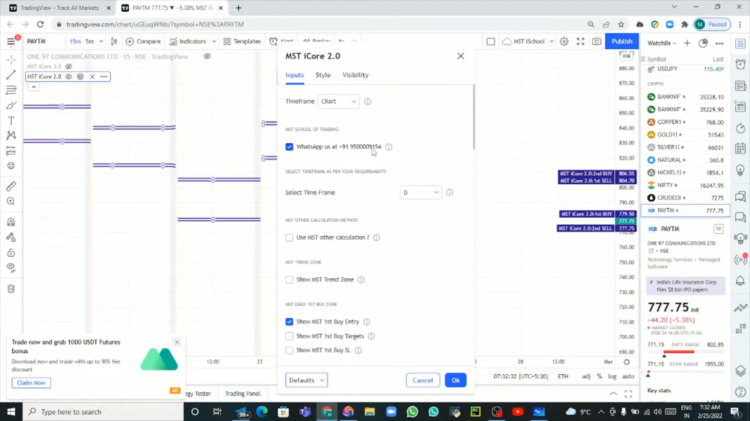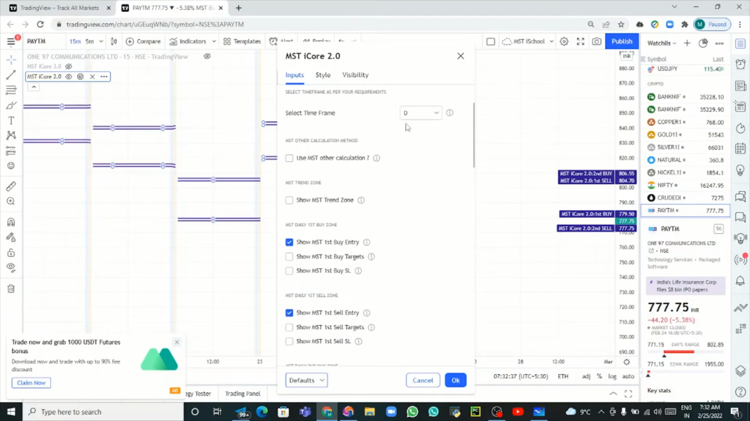Next section what we have given our contact number. And the third section we have given select time frame. So these are the major time frame we are using in our indicator in 2.0 as well as in the 3.0. Why we are using this time frame? By default you have to use D. Next option for Bank Nifty and NSE you can use 360, then 3D, then W, then 3W, then M. So these are the 6 combinations we have in our indicator.